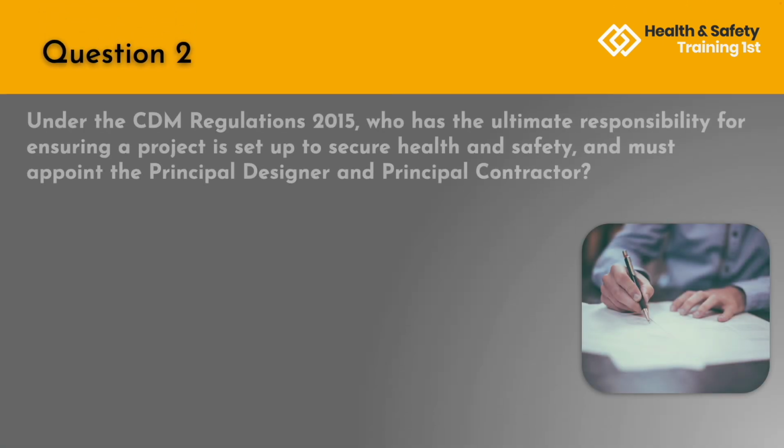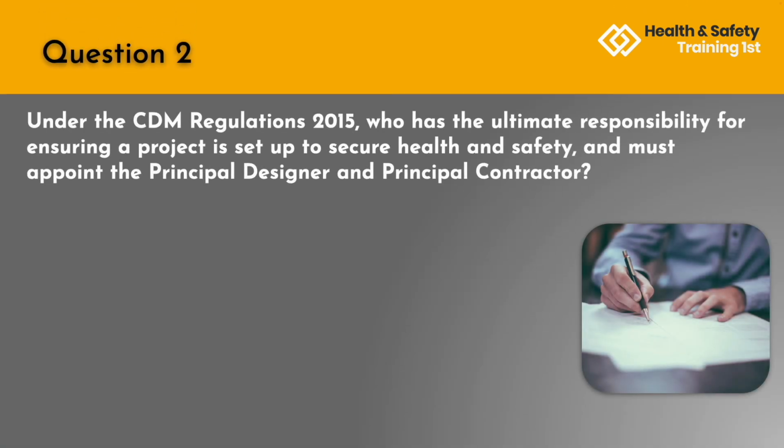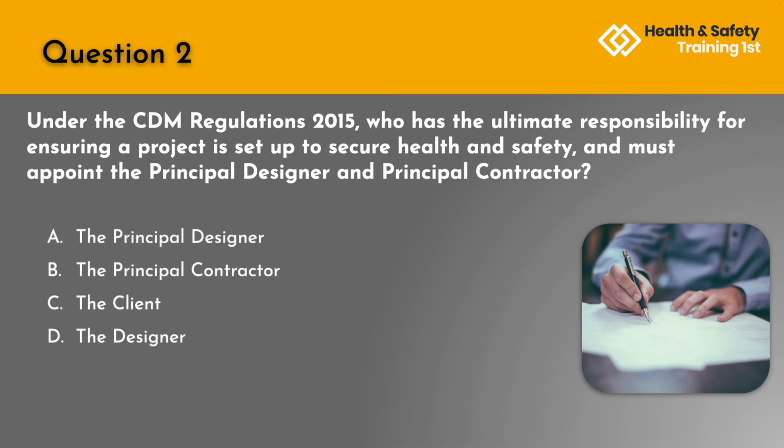Question 2. Under the CDM regulations of 2015, who has the ultimate responsibility for ensuring a project is set up to secure health and safety, and must appoint the principal designer and principal contractor? A. The principal designer. B. The principal contractor. C. The client. Or D. The designer.